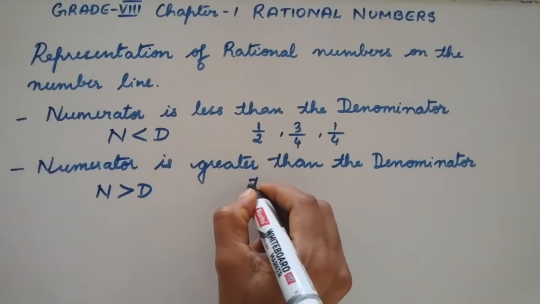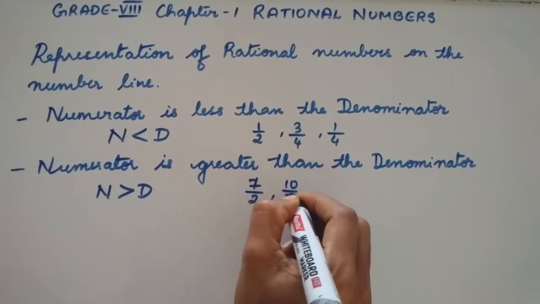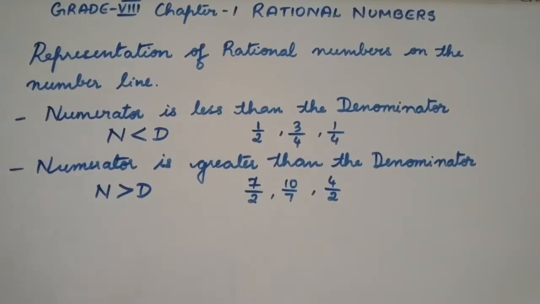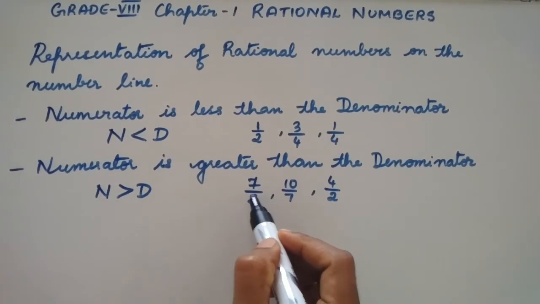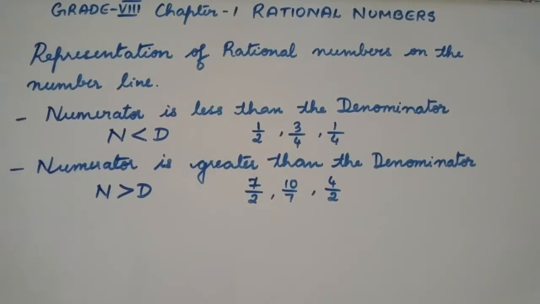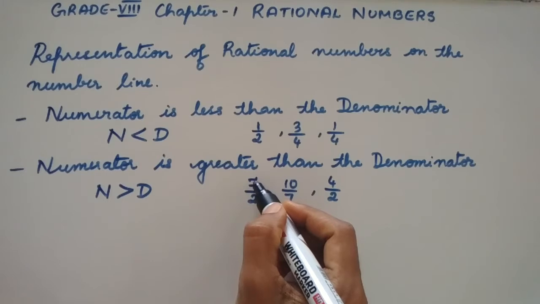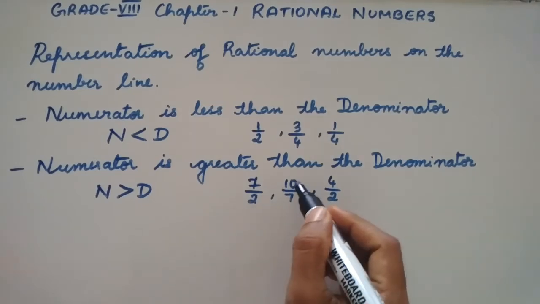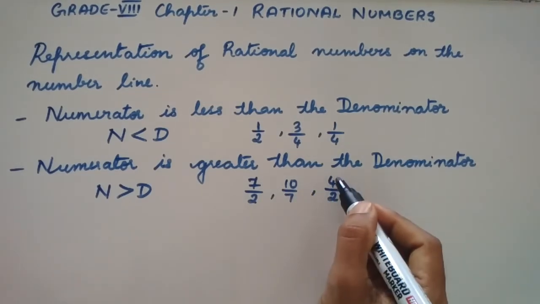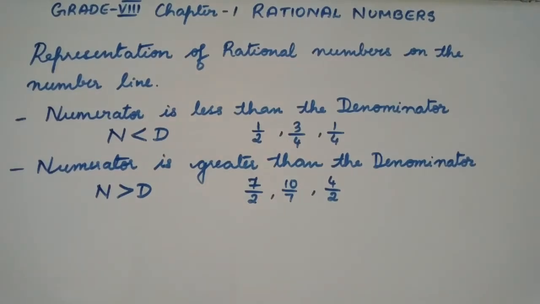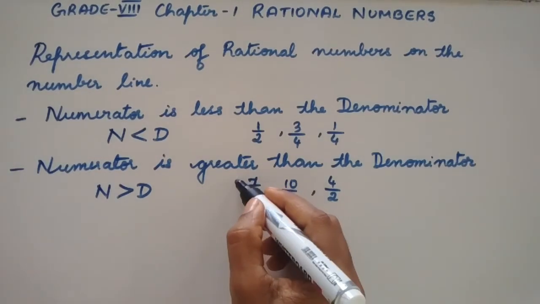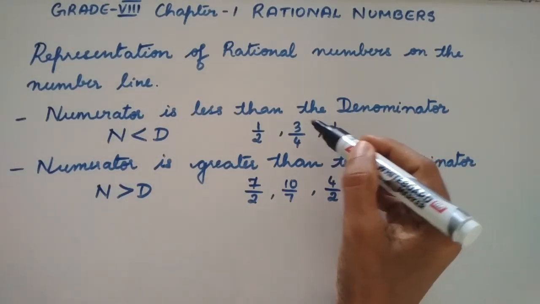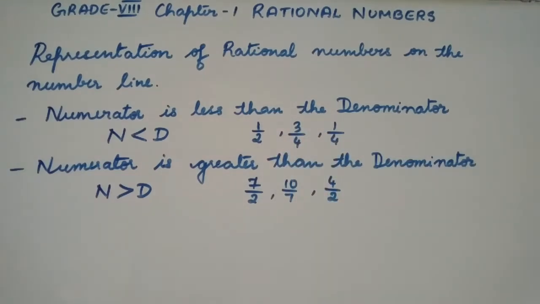For example, 7 by 2, 10 by 7, 4 by 2. So here we find the numerator is greater than the denominator. So 7 is the numerator, 2 is the denominator. So 7 is greater than 2, 10 is greater than 7, 4 is greater than 2. So here we find the numerator is greater than the denominator. And in the other type we find the numerator is less than the denominator.